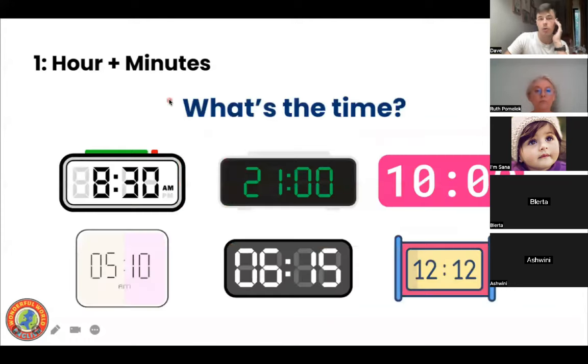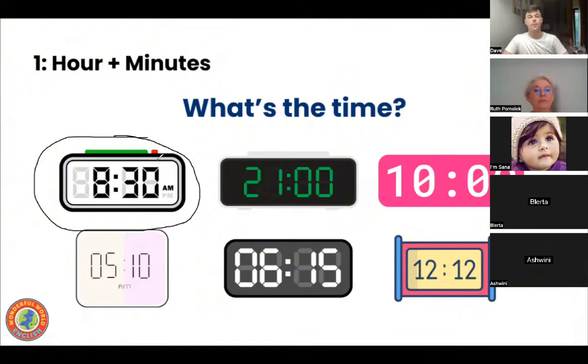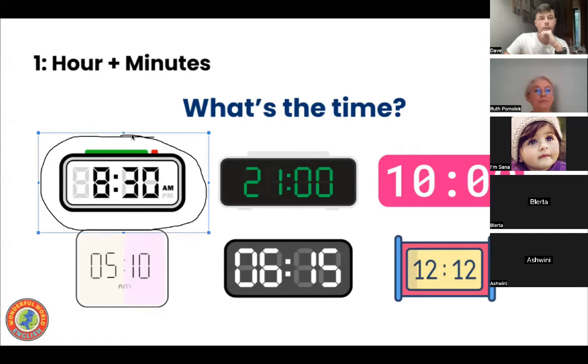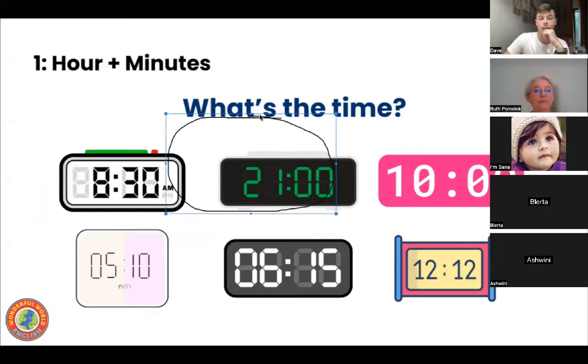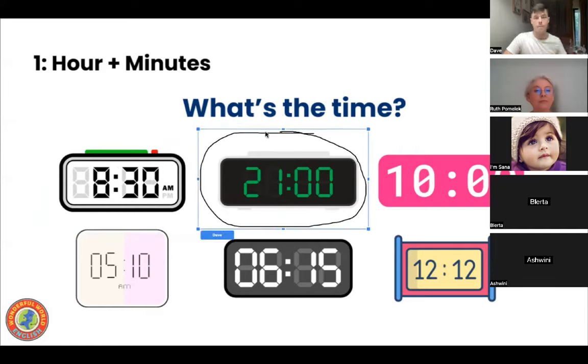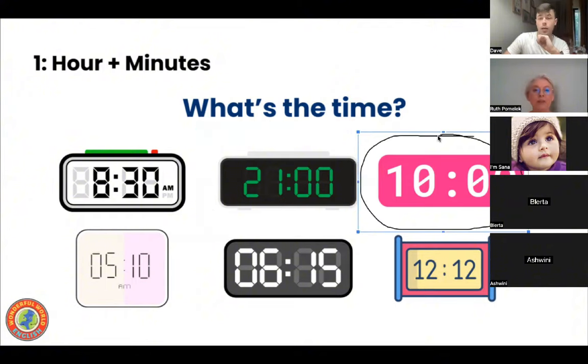Now, let's have a little go here then. So let's have Sana. Can you tell me what's the time? Okay. What's the time, Sana? 8:30 a.m. Very good. 8:30. Excellent. And Ruth, what's the time? 9 p.m. Yeah, 9 p.m. Good. Or we could say 9 o'clock. Both excellent.